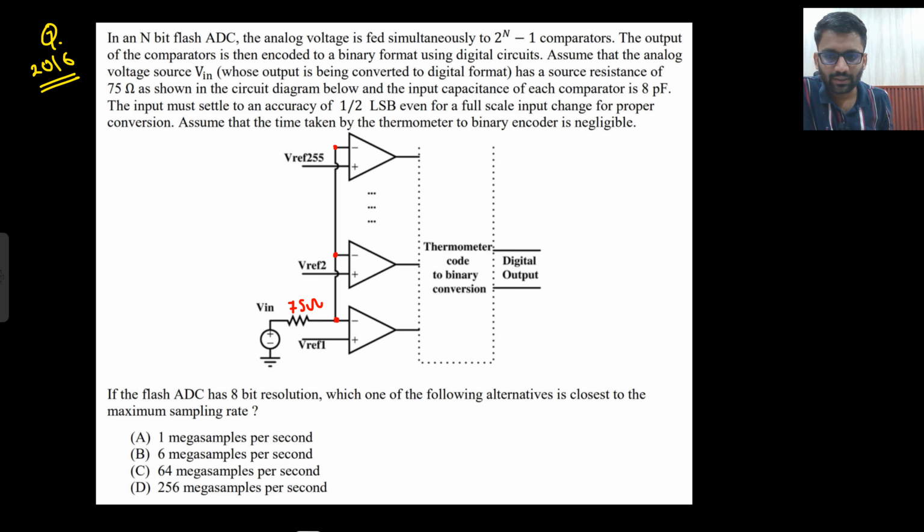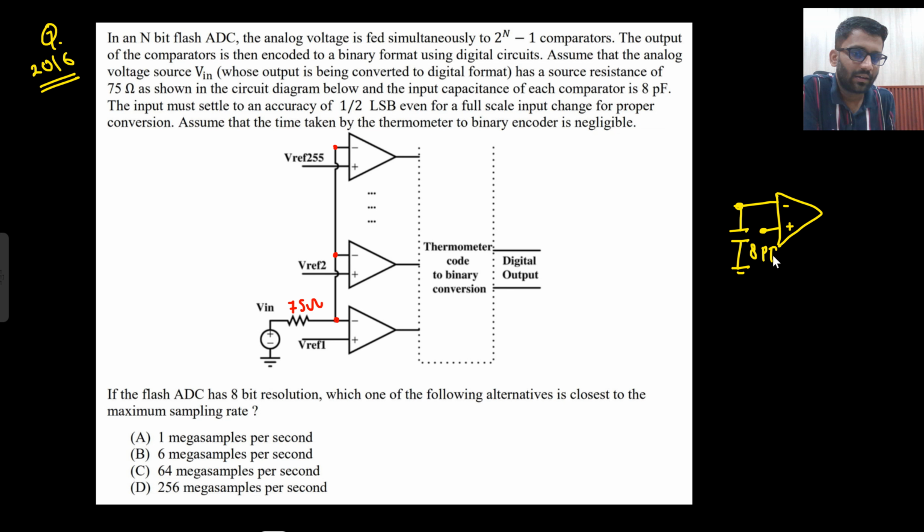So how will these input capacitances be connected? This is your op-amp, connected to a fixed potential, that is Vref. So the input capacitance would be connected here, right? This node is common to all. So from this node to ground, 8 picofarad capacitance is connected. From this node to ground, 8 picofarad is there, and from this node to ground, 8 picofarad is there.